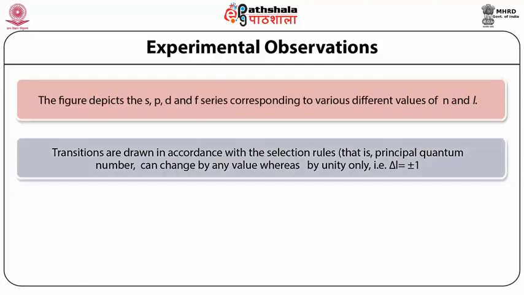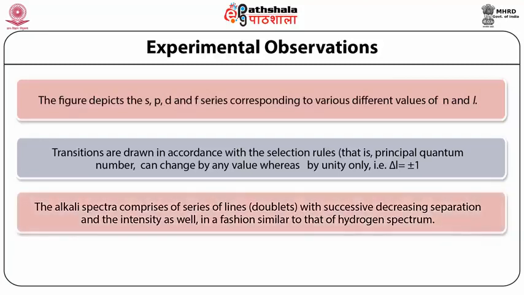That means the principal quantum number can change by any value, whereas l changes by unity only. That means delta l is plus minus 1. The alkali spectra comprise series of lines that are doublets, with successively decreasing separation and intensity as well, in a fashion similar to that of the hydrogen spectrum.